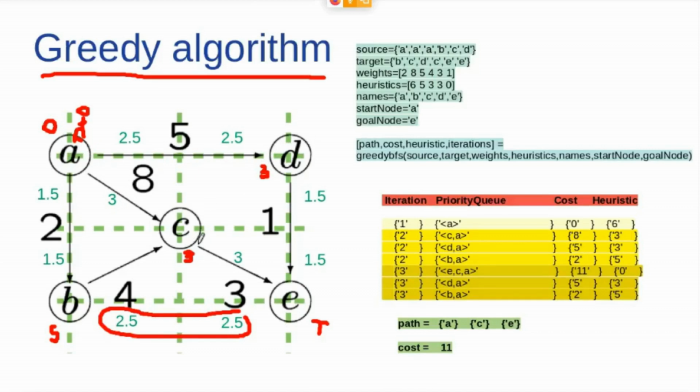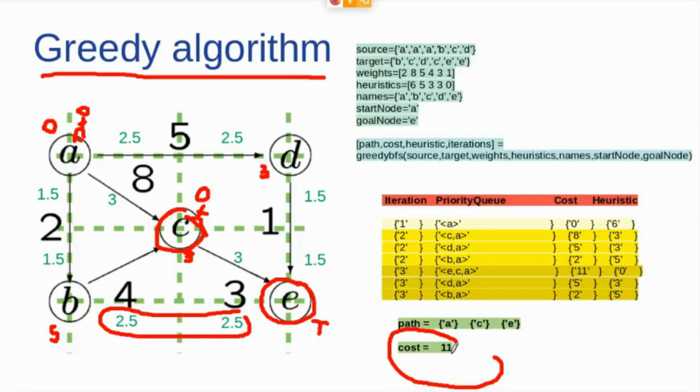Then let's consider, for example, C, right? Now we are here. Consider that we are here. So let's check all the neighbors of C. C has only a single neighbor and it is the target. So the optimal path will be A, C, and E, right? So the waypoints will be A, C, E, this path, with a total cost of 11. Can you see here, right?